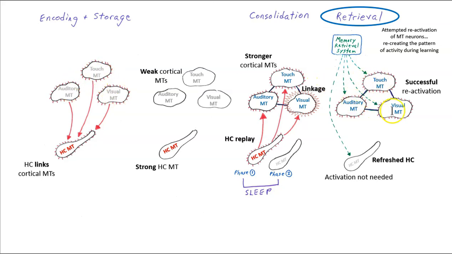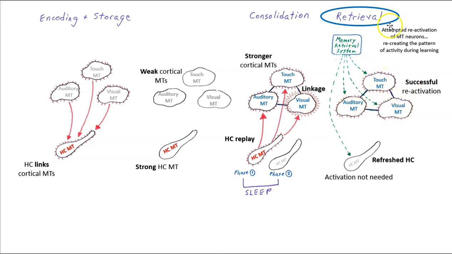So we've got strong cortical memory traces. They've been linked together thanks to consolidation during sleep. So sleep strengthened the cortical memory traces. Our hippocampus is refreshed, so we don't have a strong memory trace down there anymore because during sleep, those memory traces were weakened to prepare for new learning. But that's okay, because now the cortical memory retrieval systems can successfully reactivate these strong cortical memory traces.